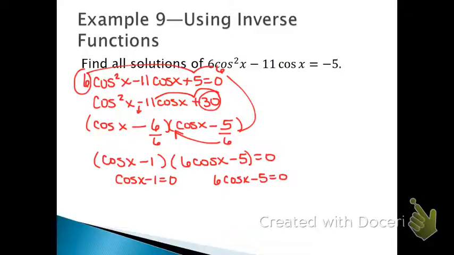So for the first one, you add the 1, and we get cosine of x equals 1. For the second one there, we add the 5, so 6 cosine of x equals 5. And then divide by the 6, so cosine of x is equal to 5 over 6.